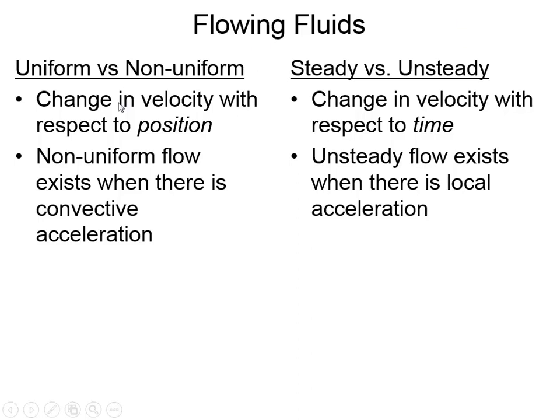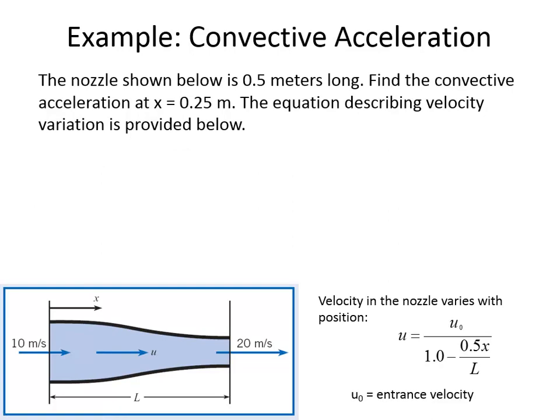And so if we compare uniform versus non-uniform to steady versus unsteady, what we'd say is that non-uniform flow exists when there's convective acceleration, and unsteady flow exists when there's a local acceleration. So it's the cause of those two. Let's do an example with convective acceleration. In this case, we have that same nozzle that was presented on the previous page, and it's 0.5 meters long. What if we wanted to calculate the convective acceleration at the point halfway between the entrance and the exit? What is the rate that the velocity is changing at the center point there?